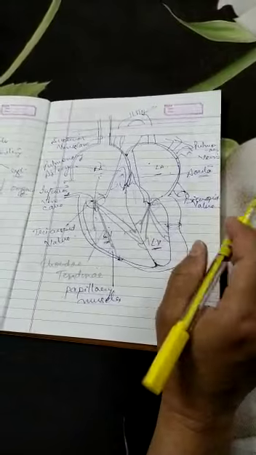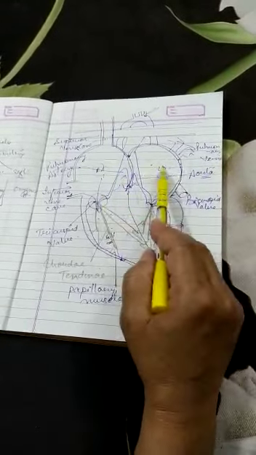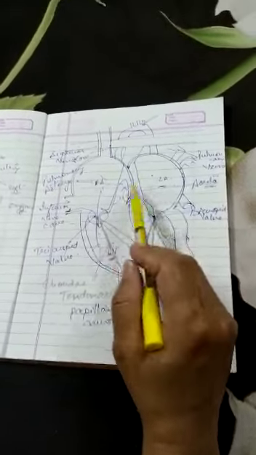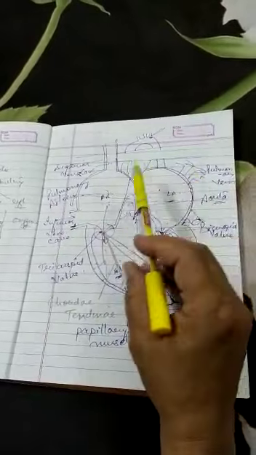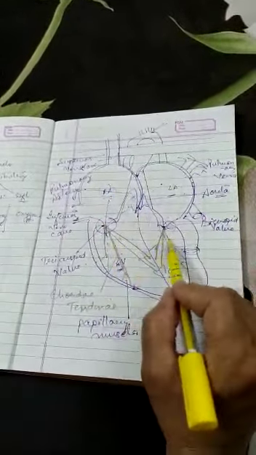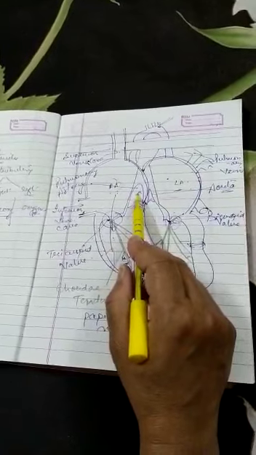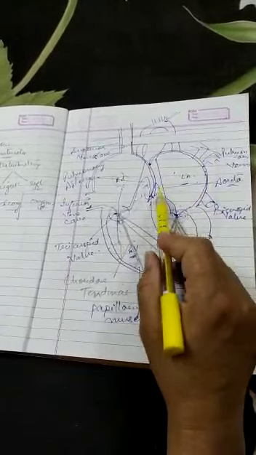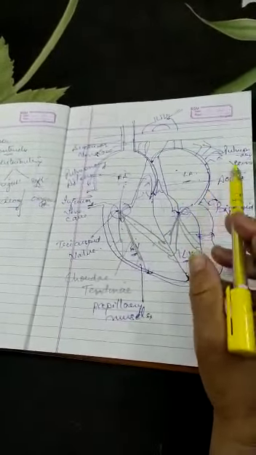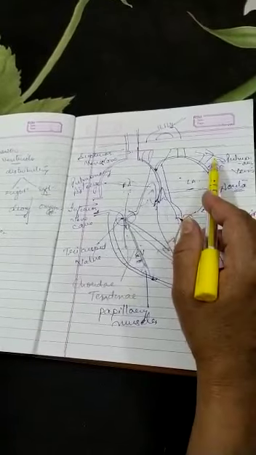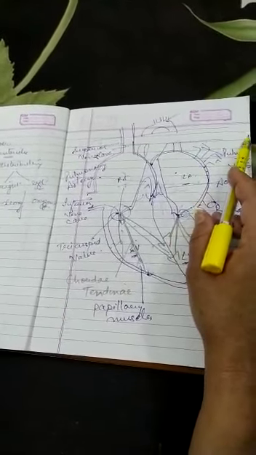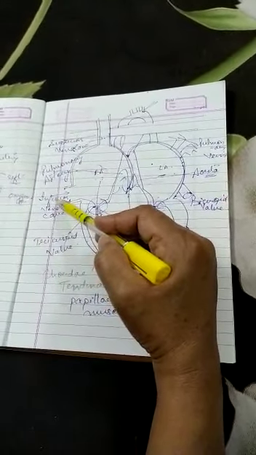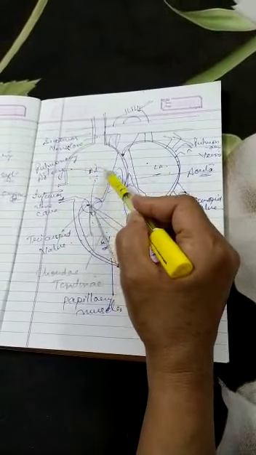Clear? So we have the receiving chambers, the distributing chambers, and these blood vessels. We have two auricles and two ventricles. The pulmonary artery takes the blood from the heart to the lungs, the aorta takes the blood from the left ventricle to all the parts of the body, and the pulmonary veins bring the blood from the lungs back to the heart. The superior and inferior vena cava bring the blood from all the parts of the body into the right auricle.